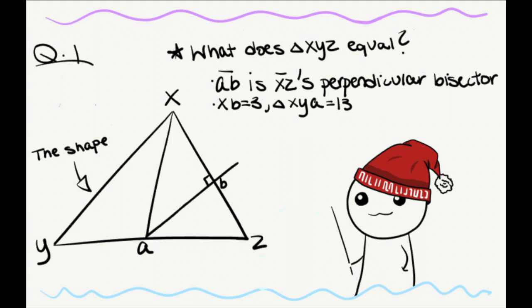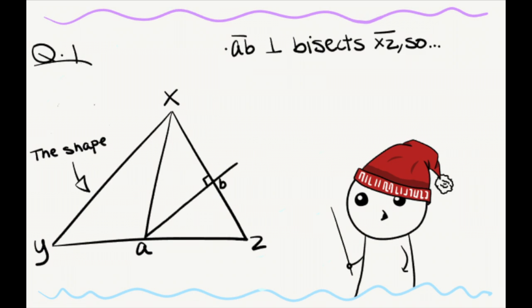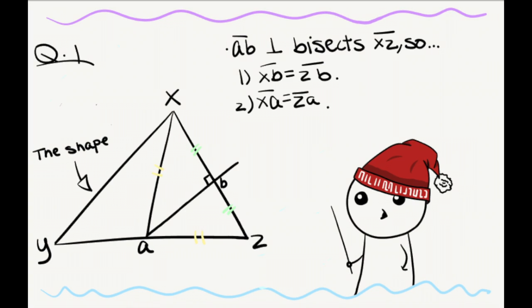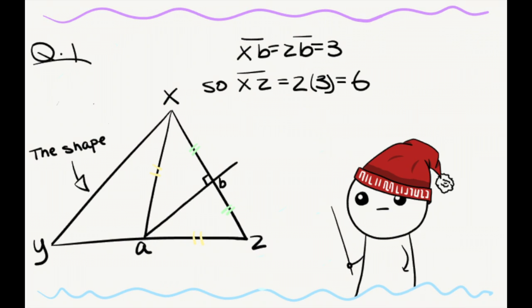First question, what does the perimeter of triangle XYZ equal? So we know right now that AB is the perpendicular bisector of line XZ, and we know that XB equals 3 and the perimeter of triangle XYA equals 13. So since we know that AB perpendicularly bisects XZ, we know that XB equals ZB and XA equals ZA. We know that ZB equals 3, which means XB also equals 3. That way XZ equals 2 times 3, which is 6.